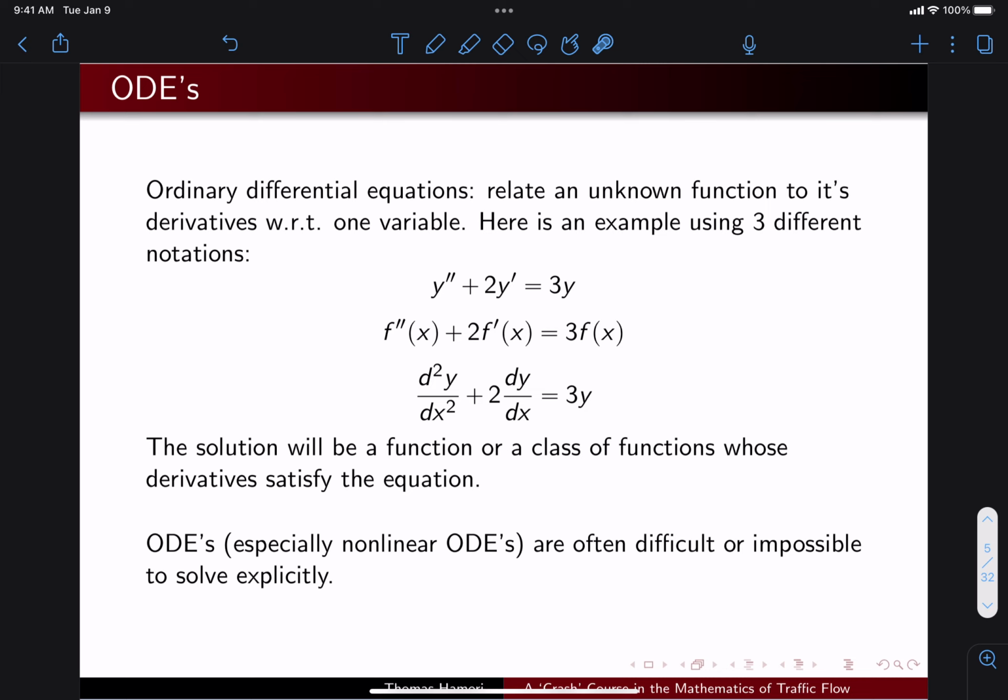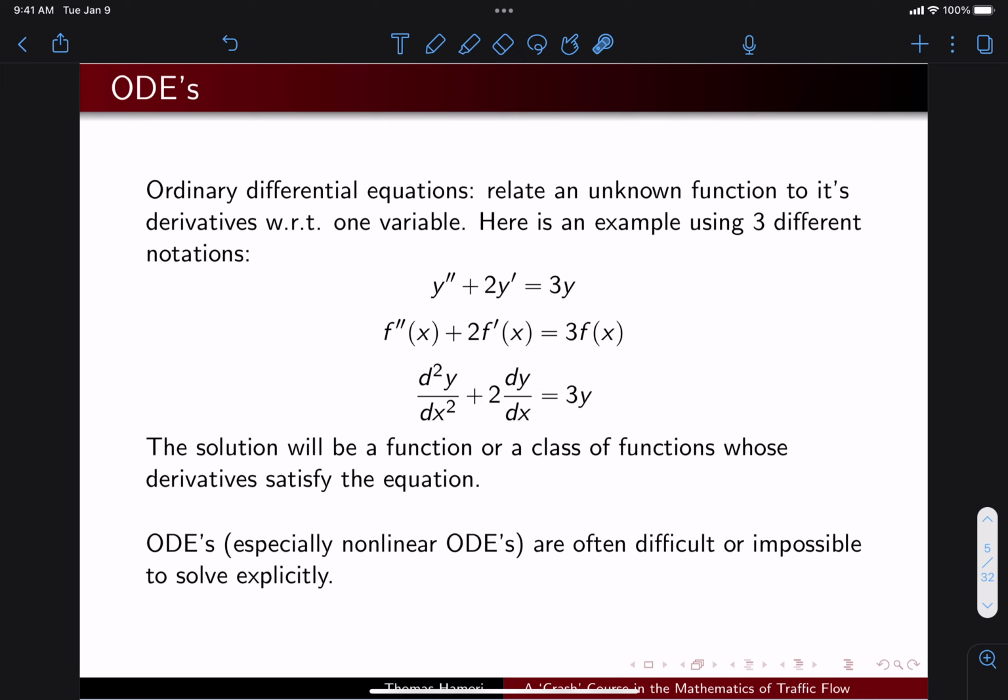Typically, we need a little bit more information than just the differential equation in order to get a unique solution. But this is the basic idea behind differential equations. We want to come up with a function which satisfies the relationship here between its derivatives.